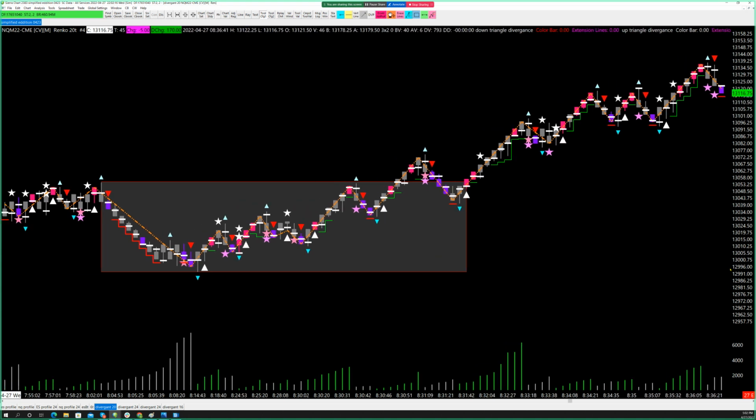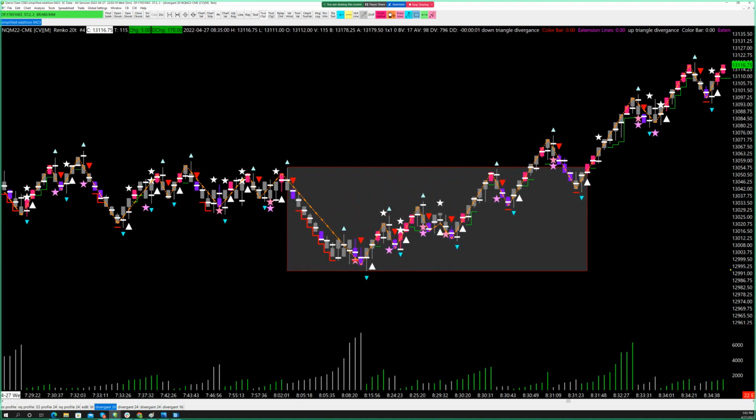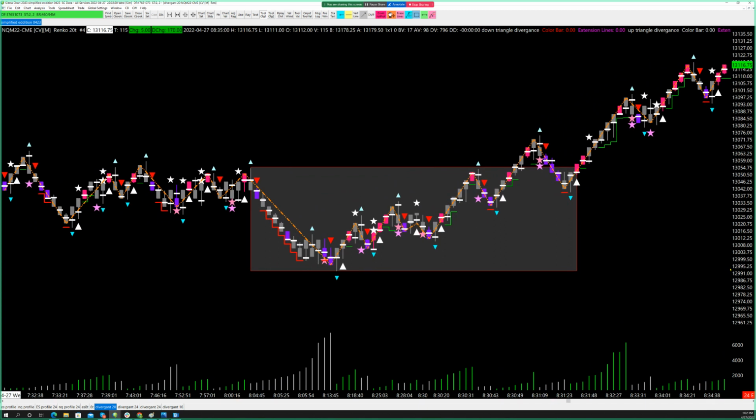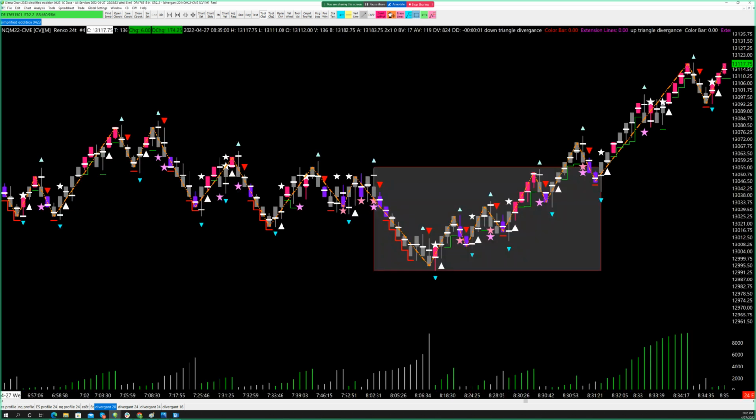So what's the other way? That's frustrating when that happens, right? That didn't give us a trade setup, right? So we switch gears, right? On the same process, 24 tick. Did it set up there? So let's go look at the difference between the 20 and the 24.